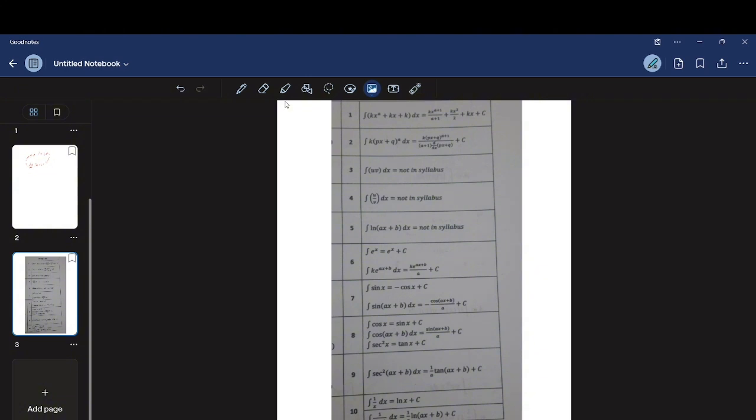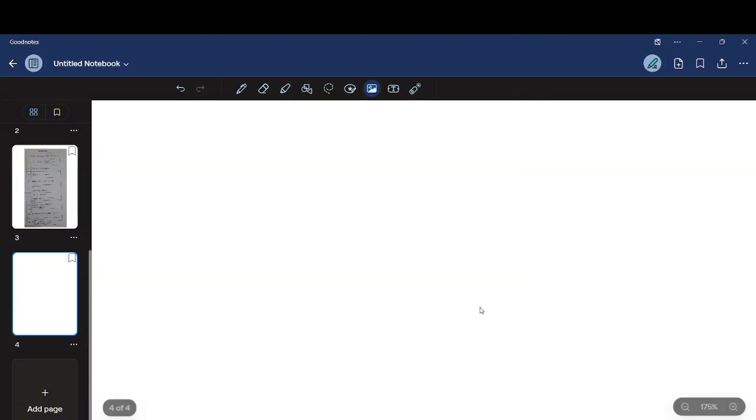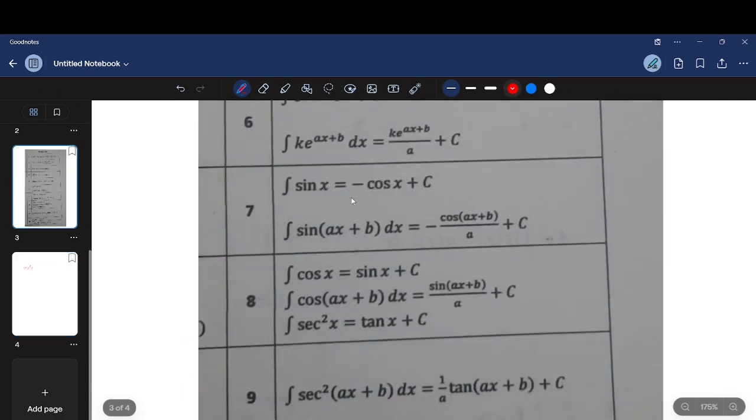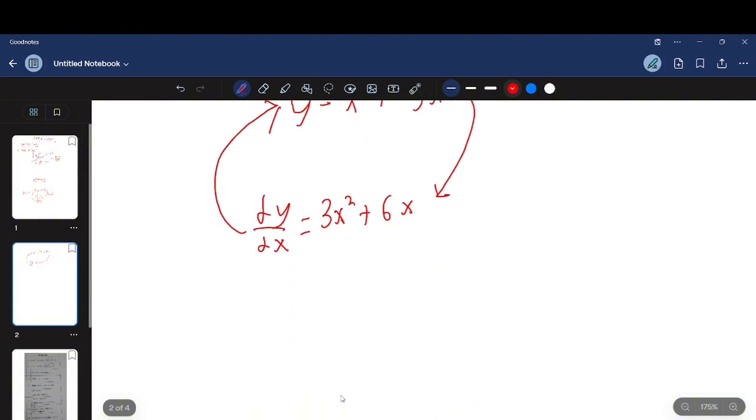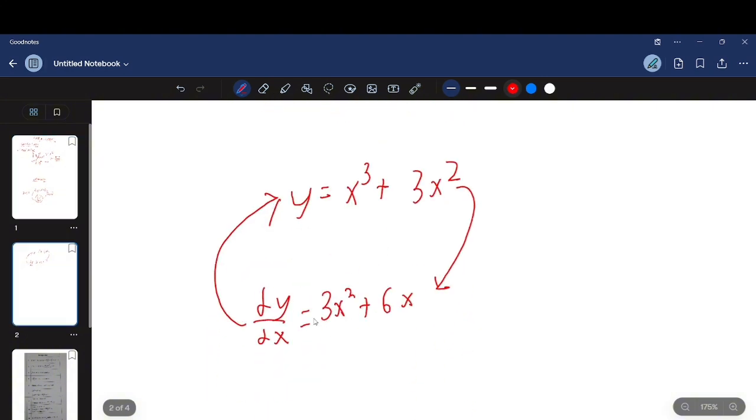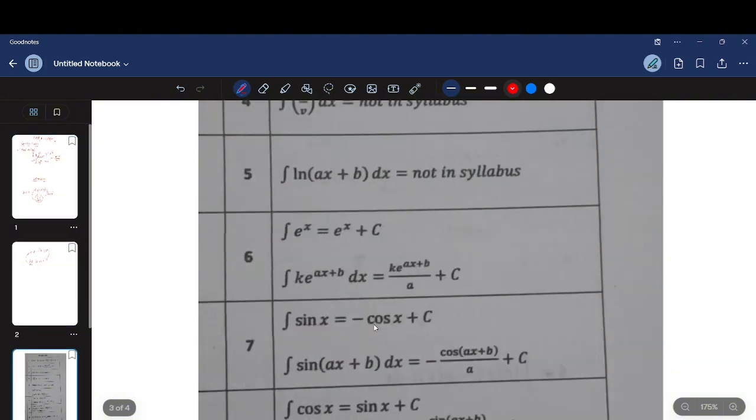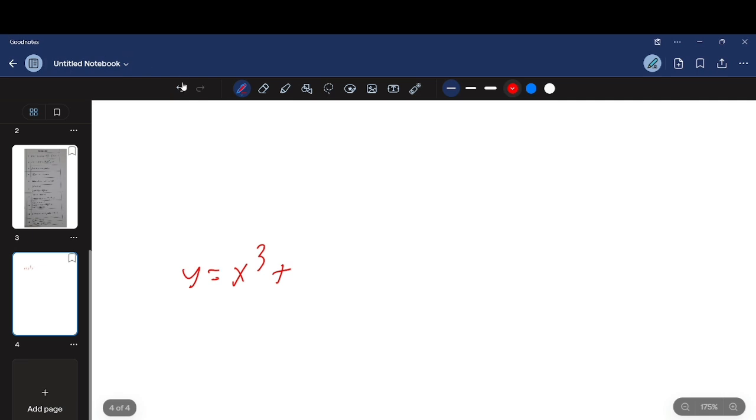For example, we have a curve y is equals to x cubed plus... Let's take the previous curve. What was the previous one? It was x cubed plus... no. Yes, x cubed. Let's take this one: 3x squared plus 6x. Okay. y is equals to 3x squared plus 6x.